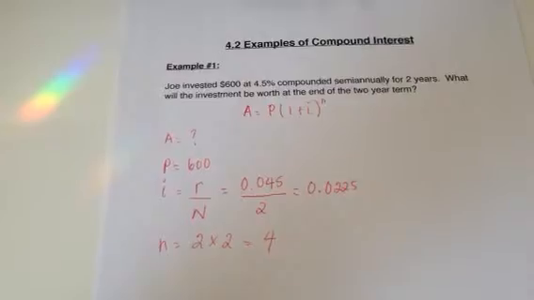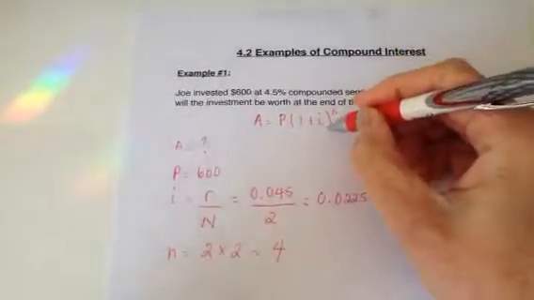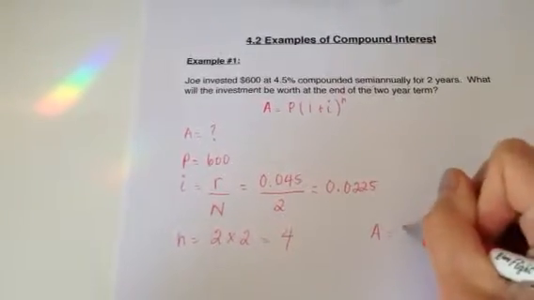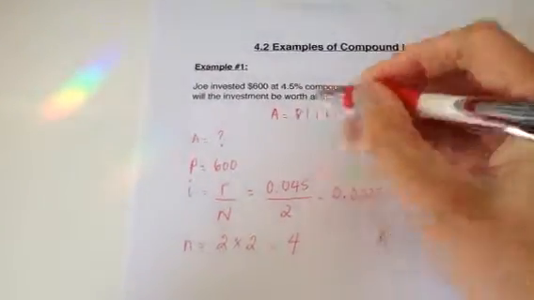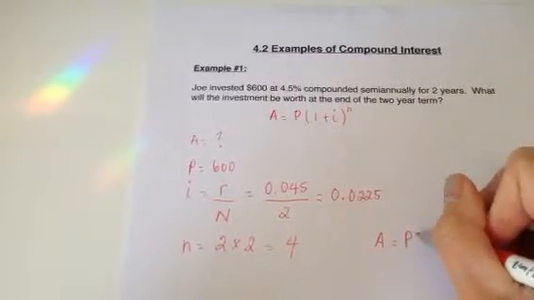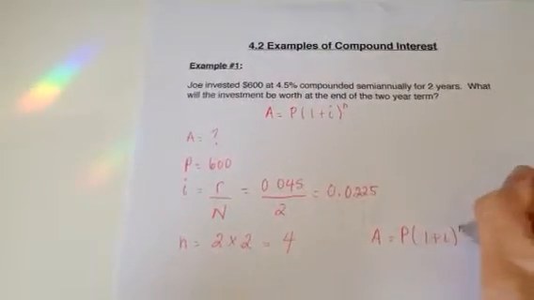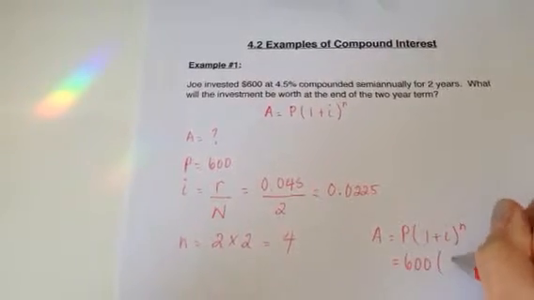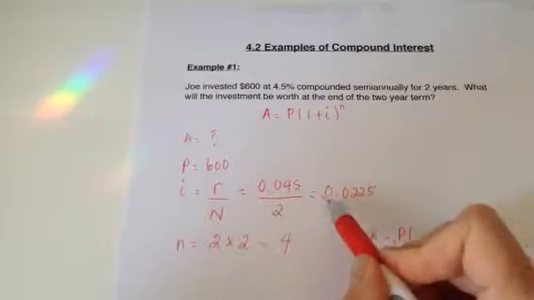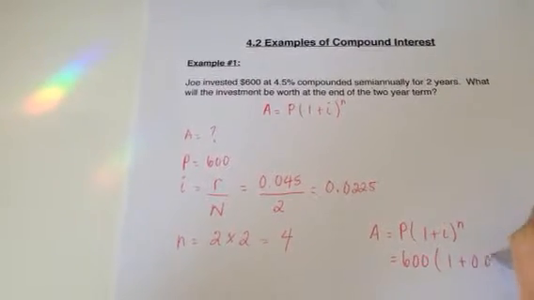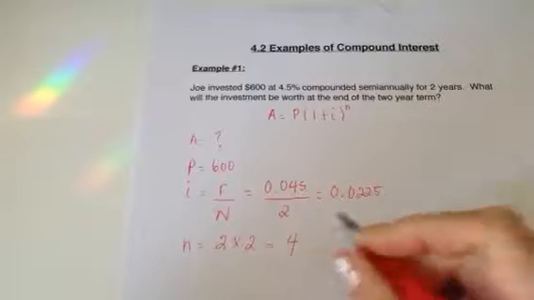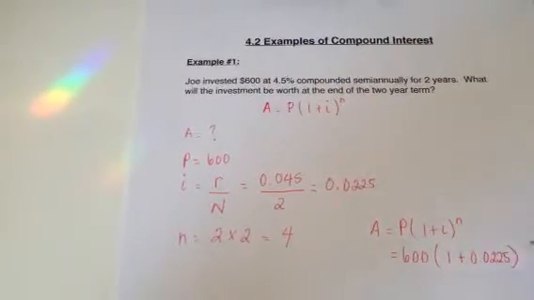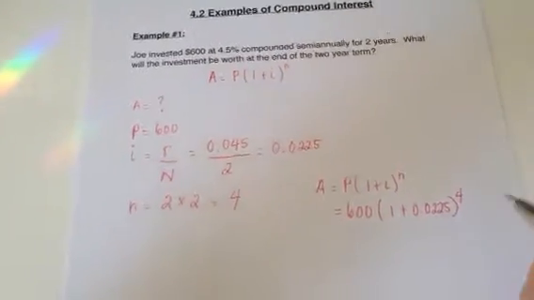From here we have all our information and we just have to plug it into our compound interest formula. So A is equal to P times (1 plus i) to the n. Our P we discovered was $600. 1 plus our i value of 0.0225, and our little n, which is the number of compounding periods, is going to be 4.